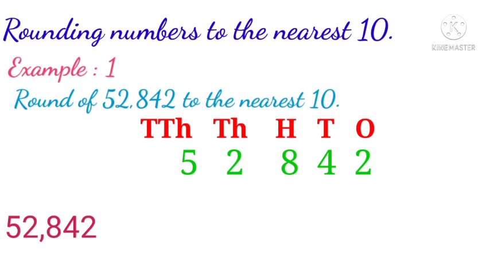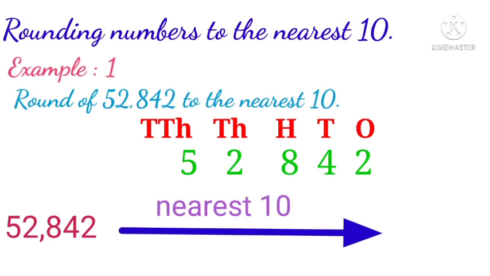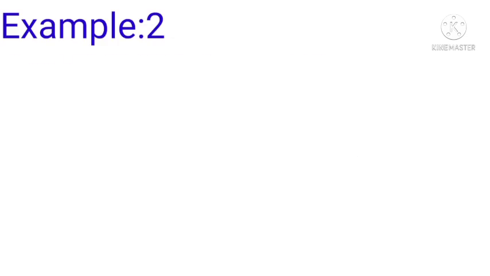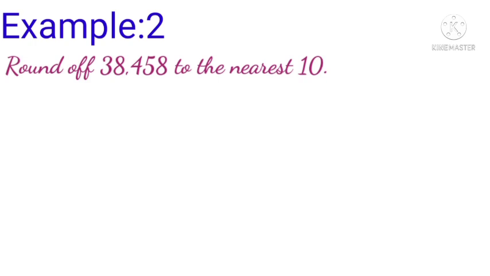So, when we round off 52,842 to the nearest 10, we get 52,840. Example 2. Round off 38,458 to the nearest 10.